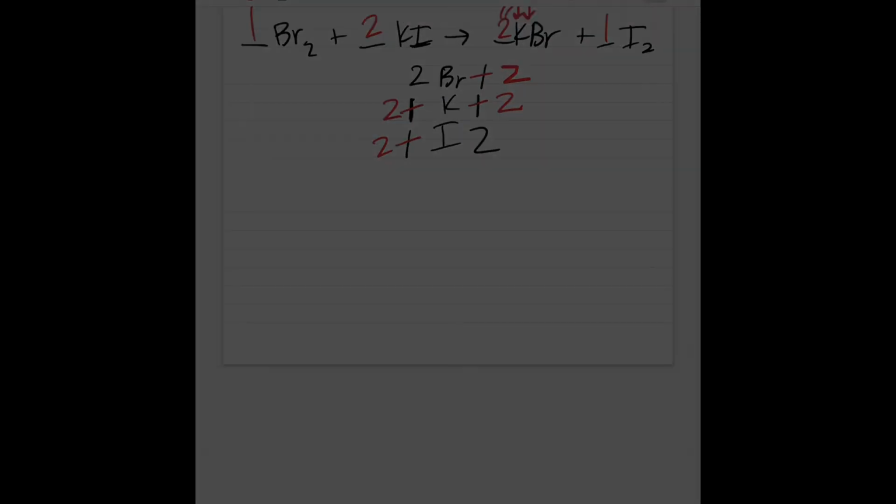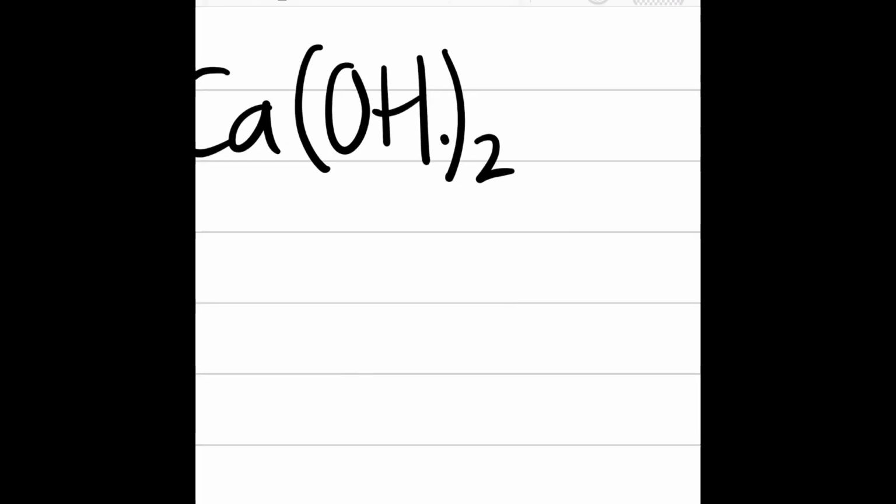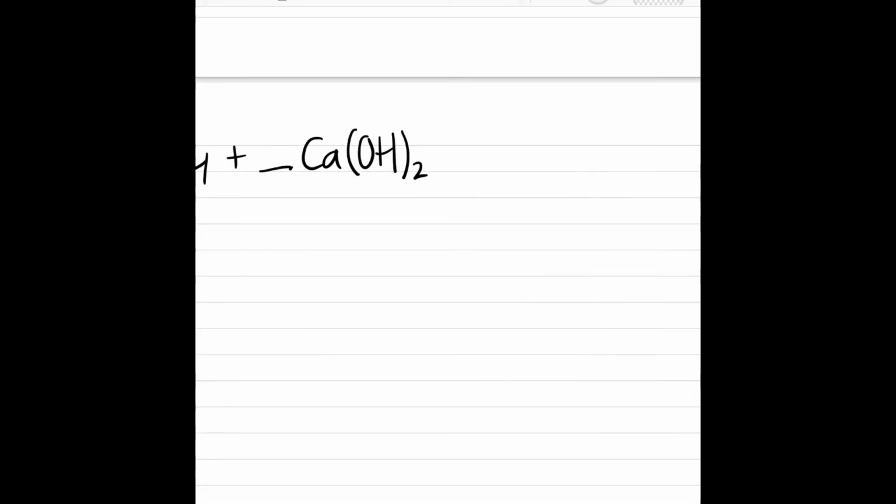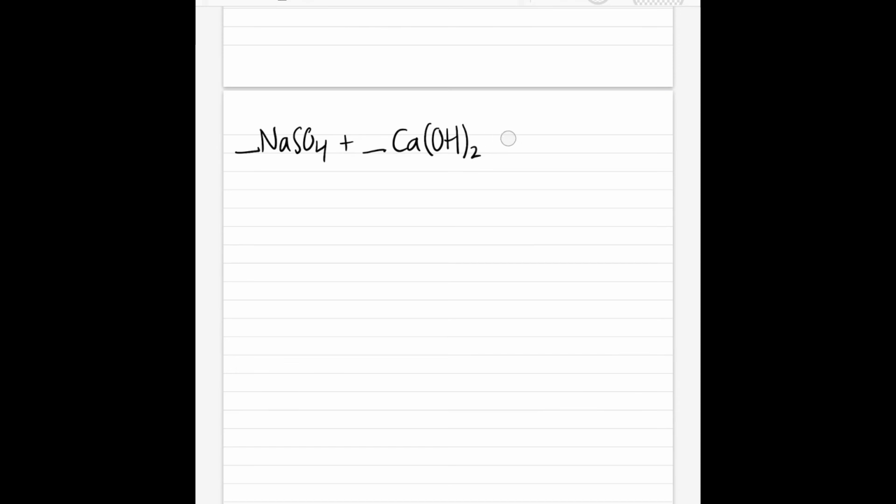All right, so let me try one more. So Na2SO4 plus Ca(OH)2. Sorry, I have that little dot there. Hold on, let me erase. Okay, so let's go on to the next one. Let's predict the products real quick.